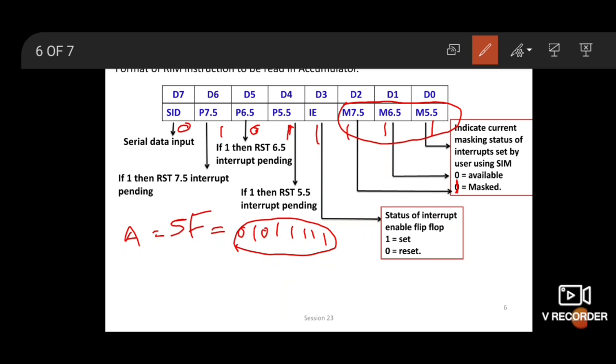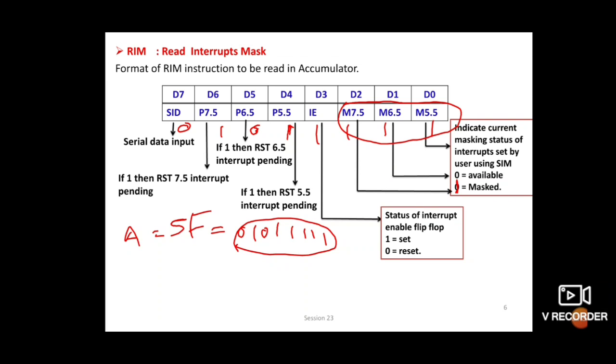0 means serial data input. This 0 is transferred to receive the data through the SID pin. P 1 means see, if P7.5 is 1, then this is a pending position. Here 0 means it is not a pending position. Here 1, it is a pending position. Again here 1 means interrupt is enabled. Here 1 1 1 means it is a mask.